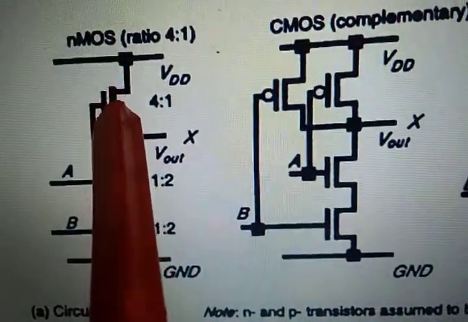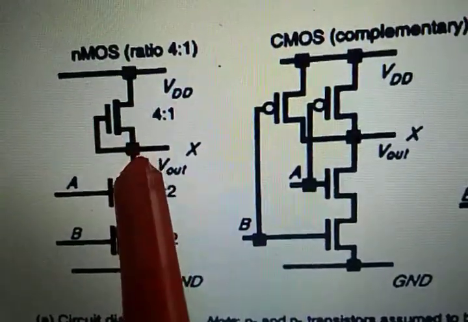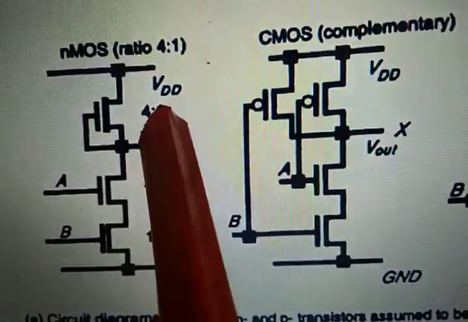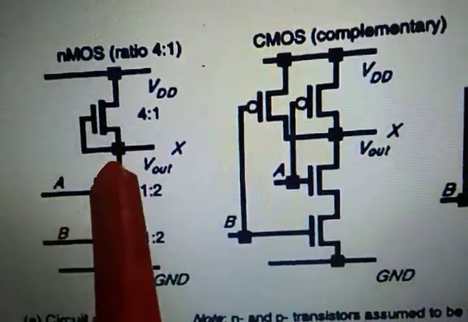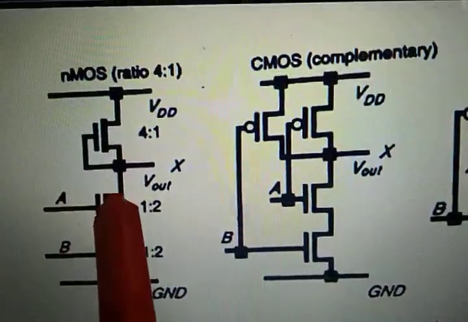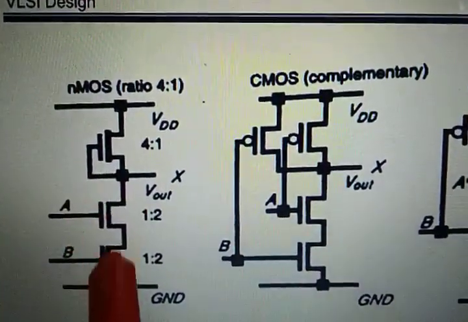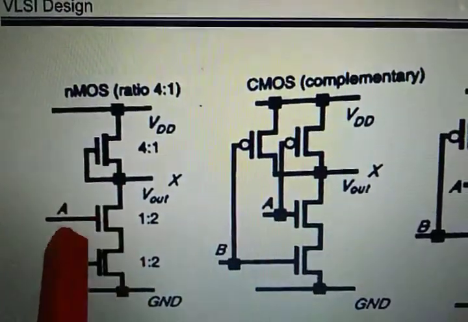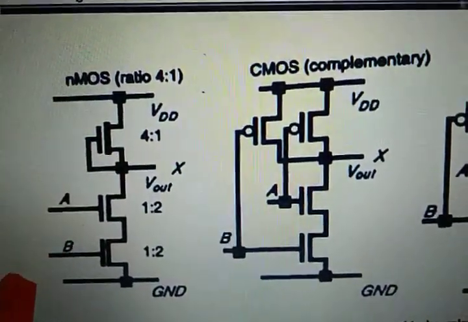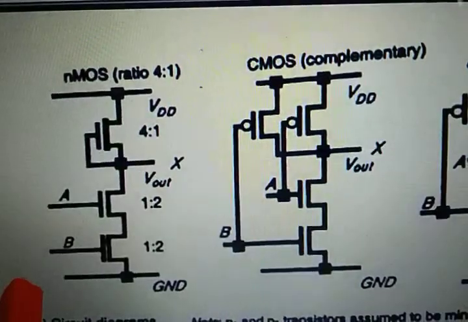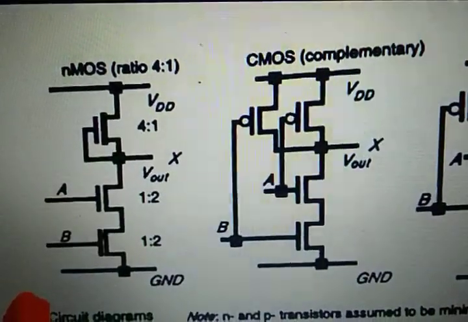It should be a dark line. We are using N-type depletion, and this is 4:1. This is the pull up region, and the bottom is the pull down region. For the pull down region, what equation do we have to use? The NAND expression is A dot B whole bar.